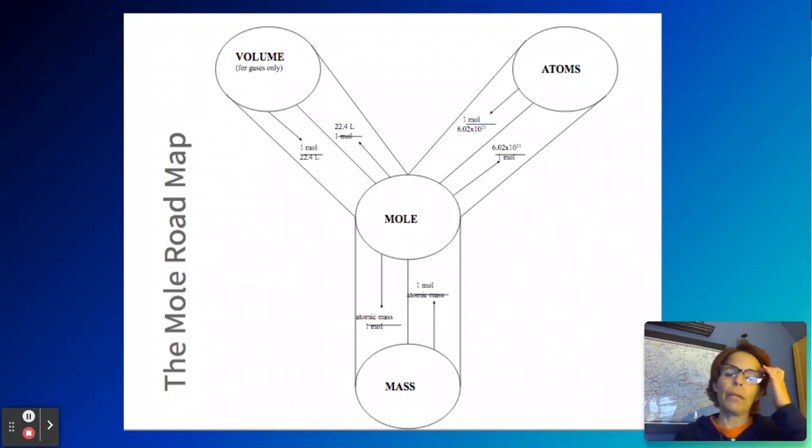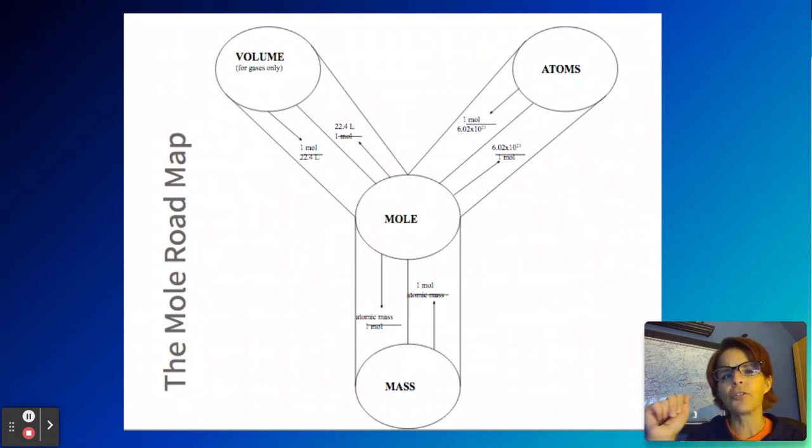That's the mass from the periodic table. So that's where you're looking, and carbon was 12.011 and oxygen is 15.99, or rounded to 16.00. If we want to find out the number of atoms or molecules or particles, then we're going to go to the upper right-hand corner. Right now, we're going to ignore volume. We won't be talking about that at all in this unit.